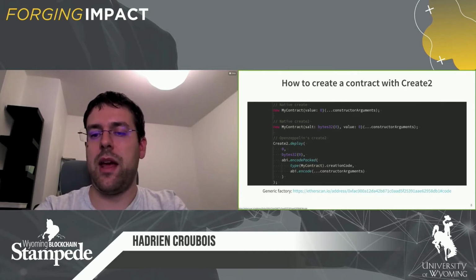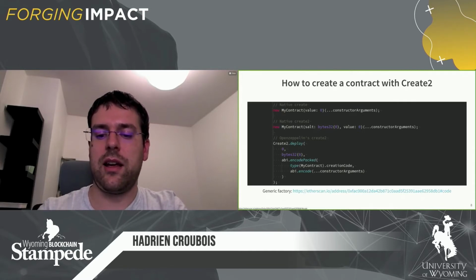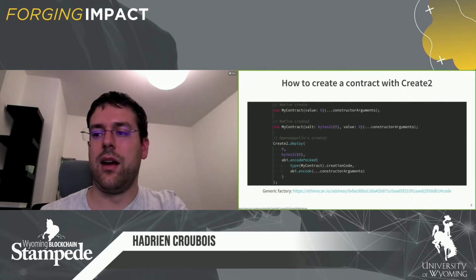And again, you will be able to have access to the slides after this talk. So I've put the link to the factory that I've deployed on most networks that I've told you about, that uses this trick to be able to deploy any contract arbitrarily on any network, but in a predictable way, so that you can deploy it to the same address, on Goerli, XDAI, mainnet, Ropsten, Rinkeby, any network, basically.